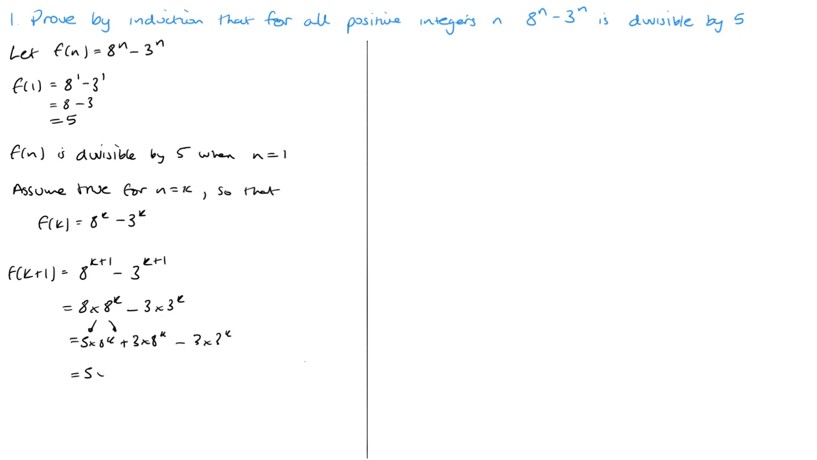And that gives me 5 times 8 to the k plus 3 lots of 8 to the k, which is 5 times 8 to the k plus 3 of f of k. Okay, so that is by factorizing. And you can see you get the same answer for f of k plus 1: 5 times 8 to the k plus 3 f of k.